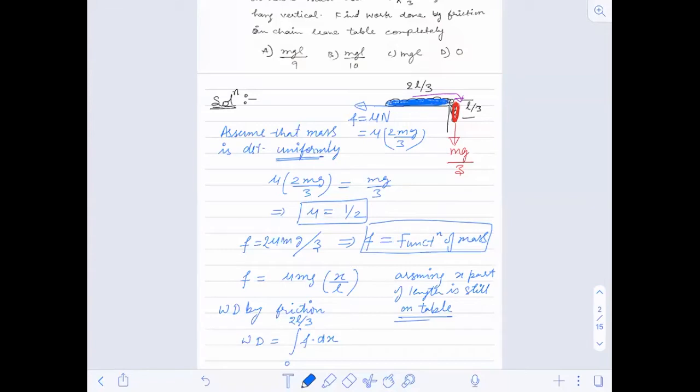Okay, MGL by 9. Option A, correct. Option A will be the correct answer. So I got only 2 answers, from Harshada and Tarun. Anyone else who has got the answer? Okay, Chanakya, A. Anyone else?